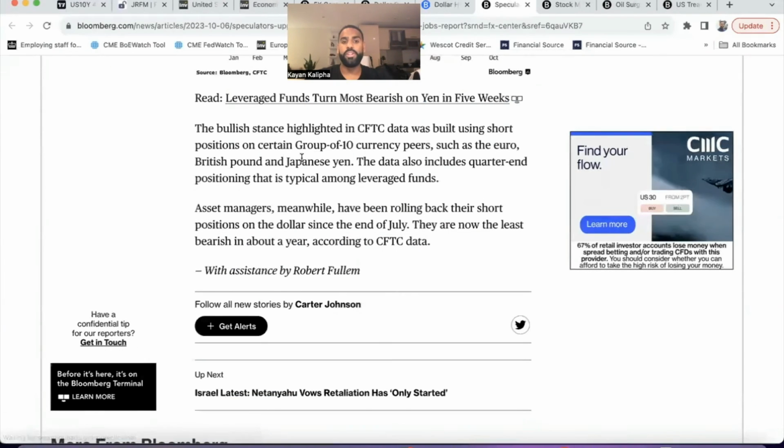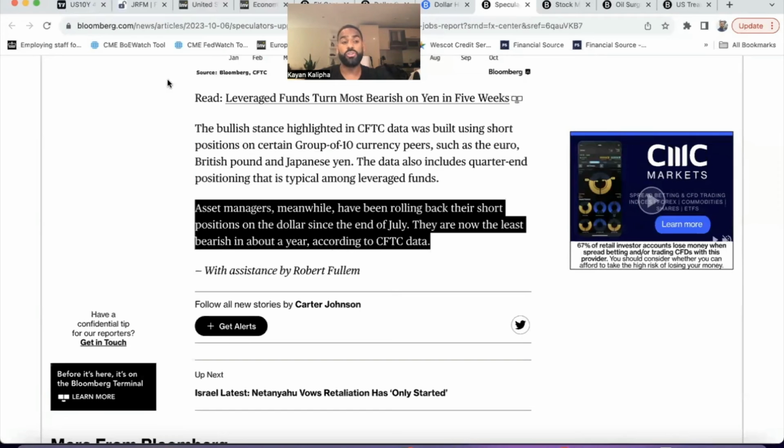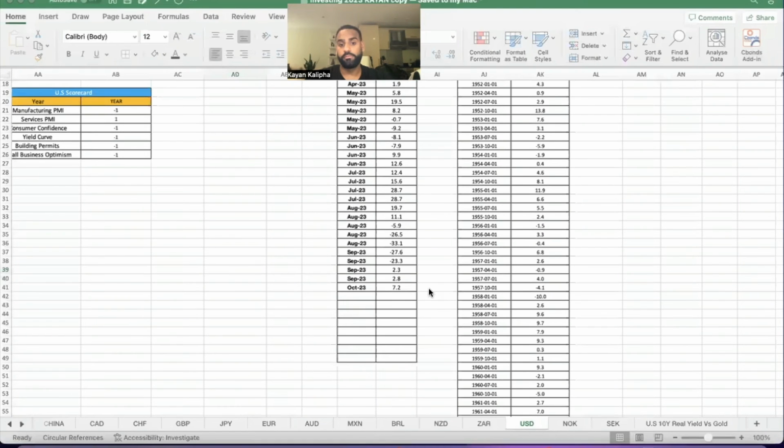The bullish stance highlighted in the Commitment of Traders report data was built using short positions on a certain group of 10 currency pairs, such as the euro, pound, yen. The data also includes quarter-end positioning that is typically among leveraged funds. Asset managers, meanwhile, have been rolling back their short positions on the dollar since the end of July. They are now the least bearish in about a year. So managers have gone from bearish to bullish on the dollar.